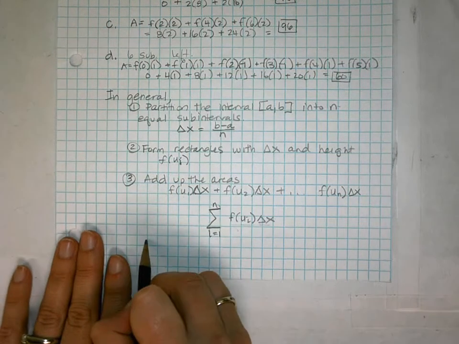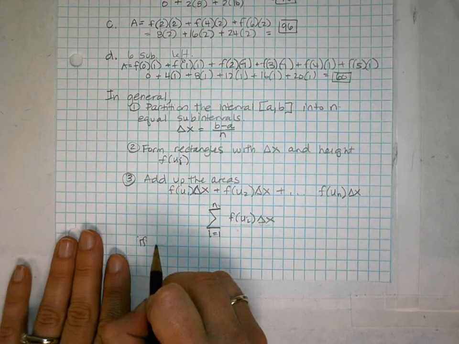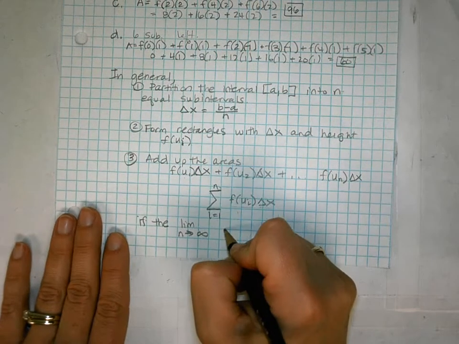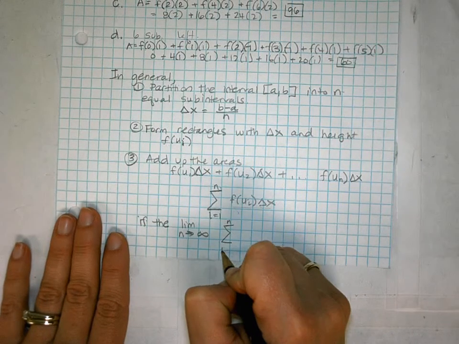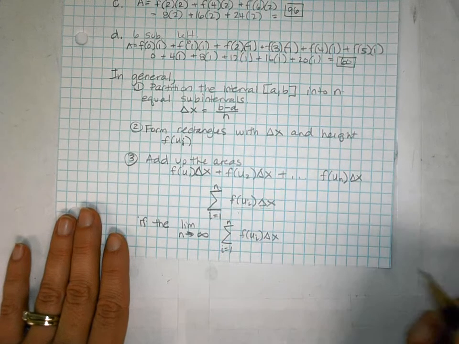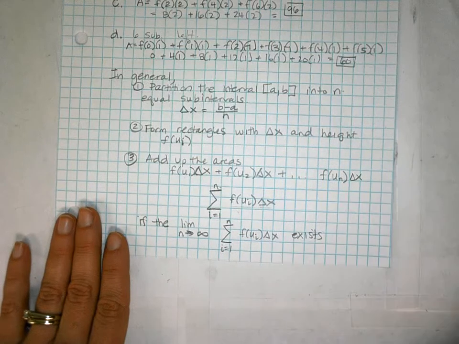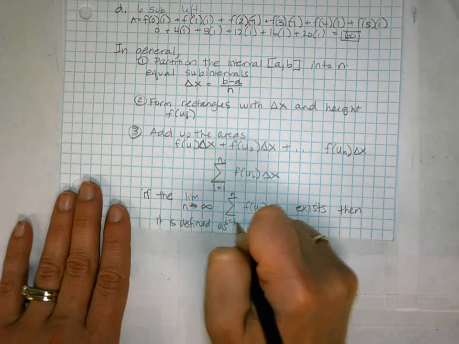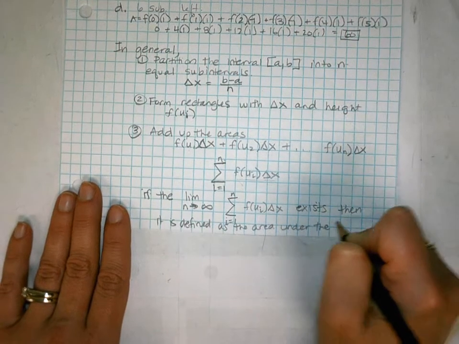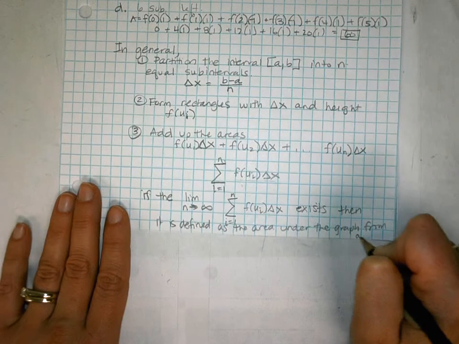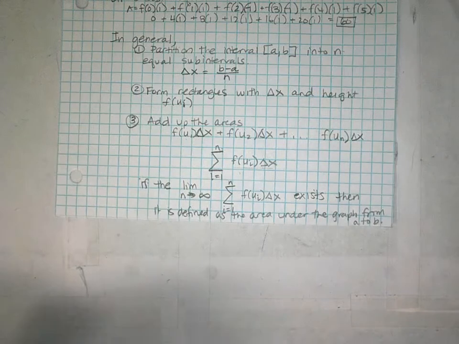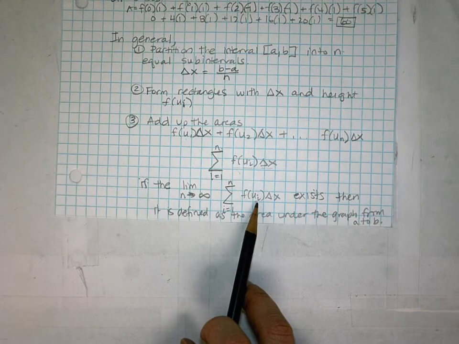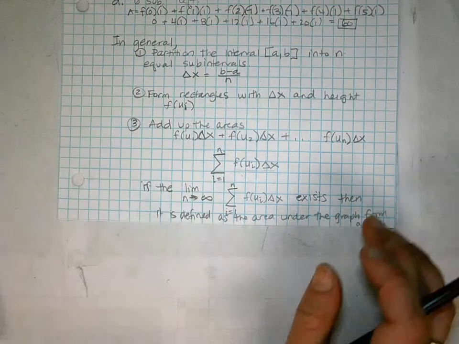So here's what I want you to write. If the limit as n approaches infinity of this summation that we just wrote exists, then it is defined as the area under the graph from A to B. Now, as we continue to get increasingly larger, this approximation becomes the actual area under the graph. Now we use fancy notation for this.